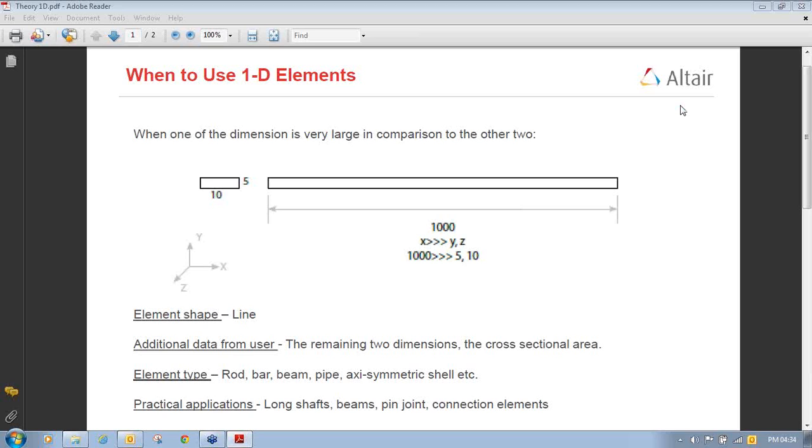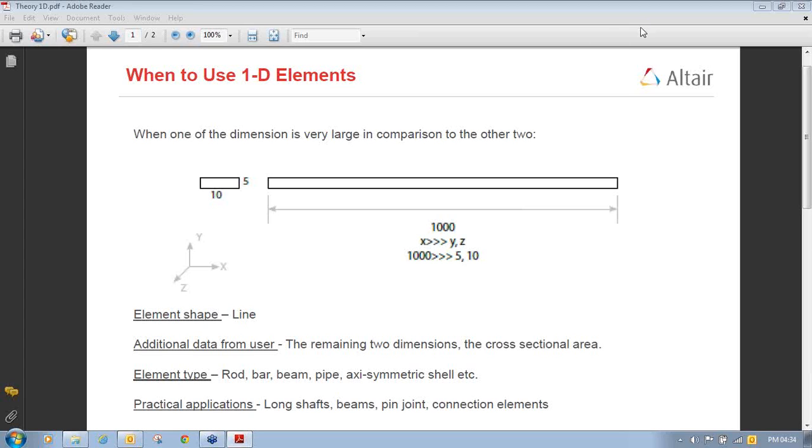In this video, I am going to cover basic theory related to 1D elements. My first topic on this is when to use 1D element. So 1D elements are used when one of the dimensions is very large in comparison to the other two.